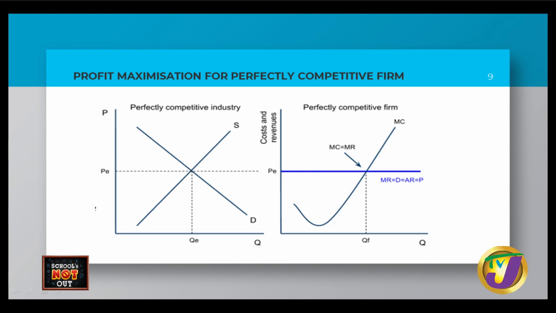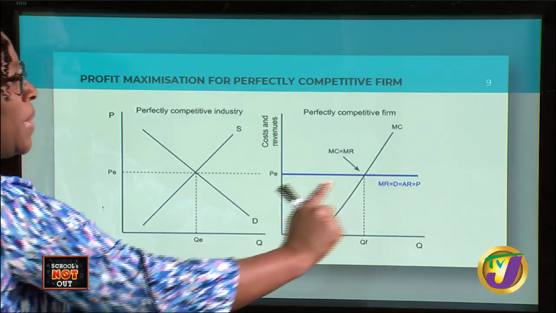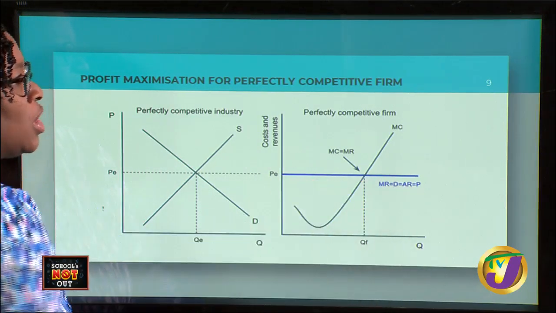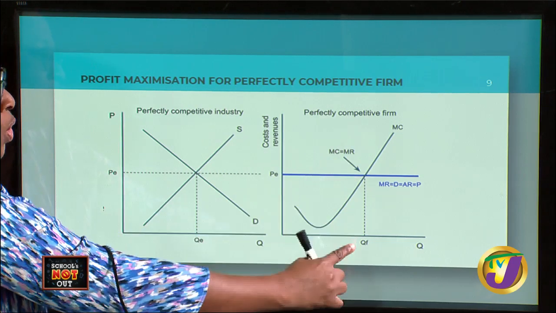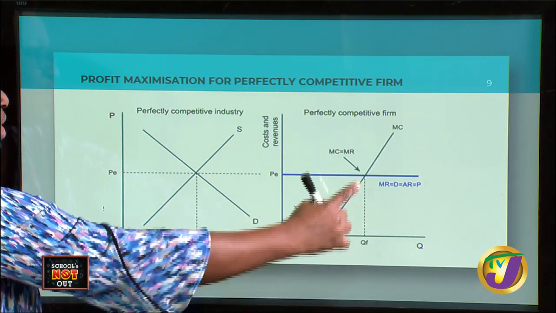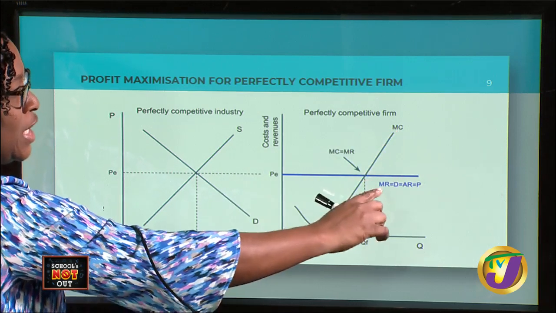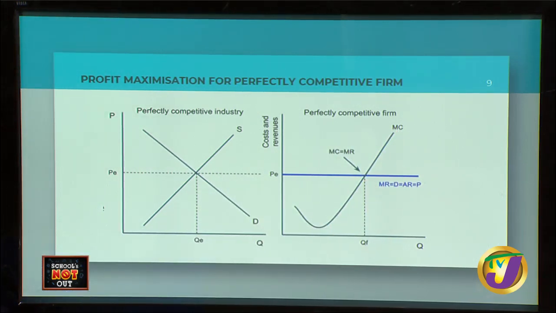So for the perfectly competitive firm, and with all other firms, we know that profit maximization is achieved where marginal cost is equal to marginal revenue. For the perfectly competitive firm, the price line, the demand curve, the marginal revenue curve, they are the same. And so for the firm, profit maximization is achieved right here, where marginal cost is equal to marginal revenue.